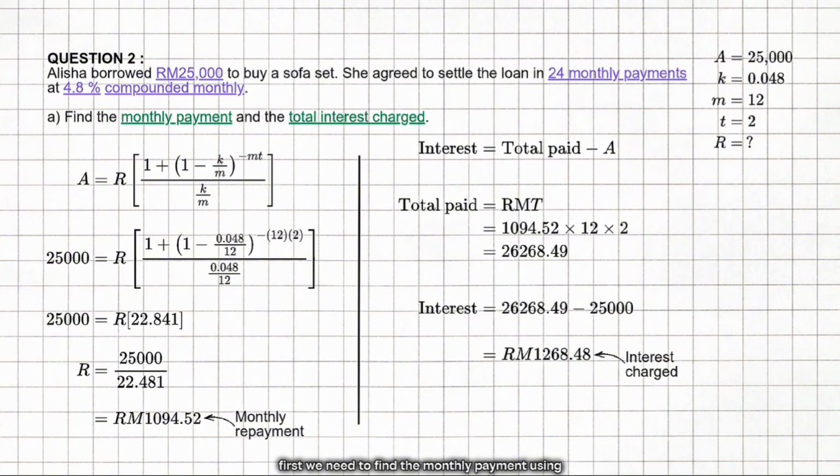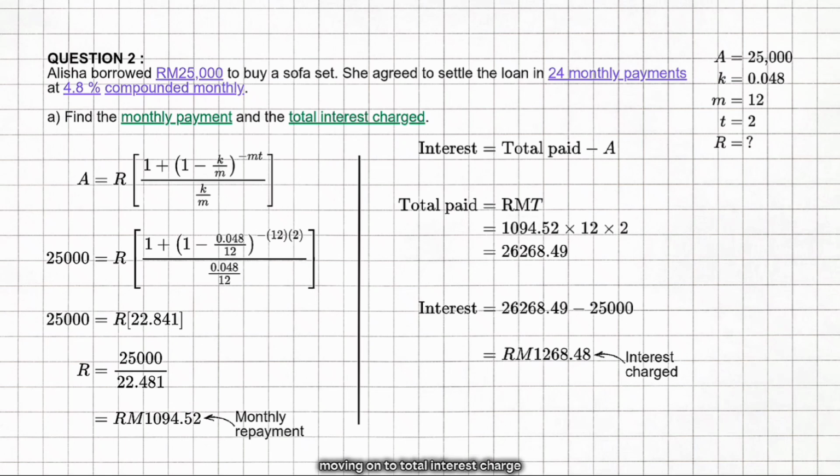First, we need to find the monthly payment using the present value formula for annuity. Before that, we need to list down the important keys, which are A 25,000, K 0.048, M 12, T 2. Now we begin calculating the monthly payment using the following formula. A equals R [1 - (1 + K/M)^(-MT)] over K/M. After using the formula, we will get our answer for monthly payment, which is 1,094 ringgit 52 cents.